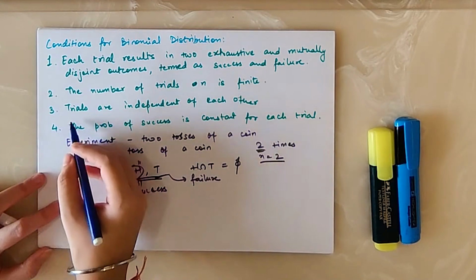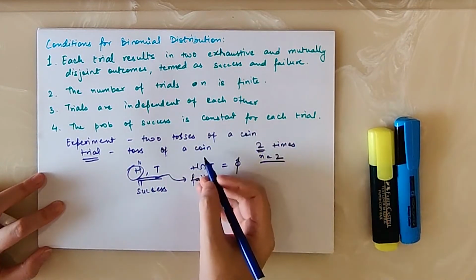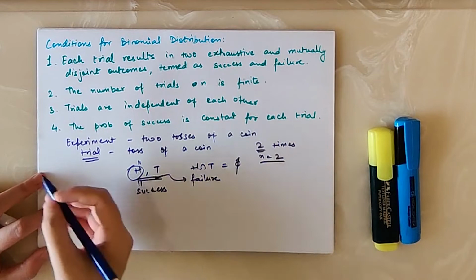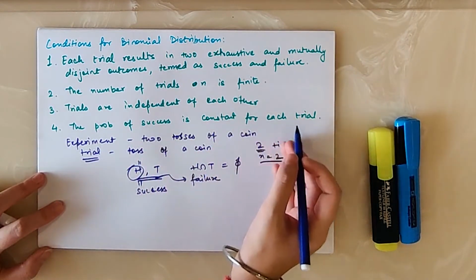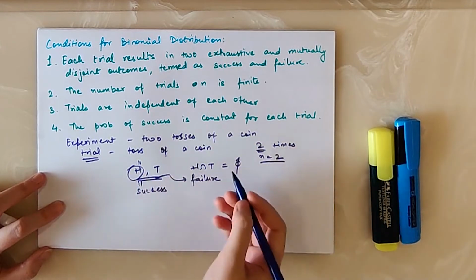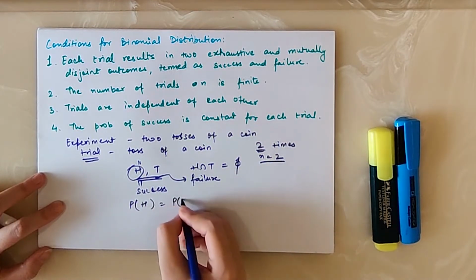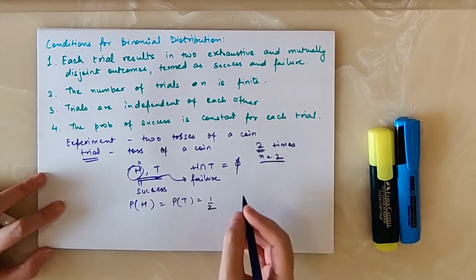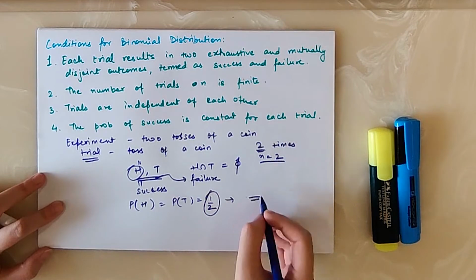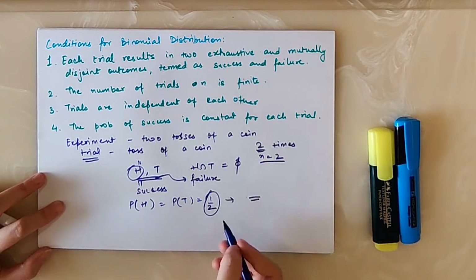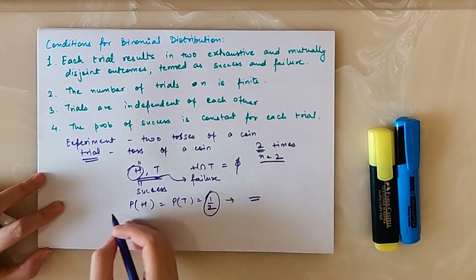The third condition is that trials are independent of each other. Obviously, the two trials here are independent of each other. The fourth condition is that the probability of success is constant for each trial. Let's say we are taking a fair coin. So the probability of head is equal to the probability of tail, which is equal to half, and this probability is constant for each trial. So this experiment satisfies all 4 of these conditions.